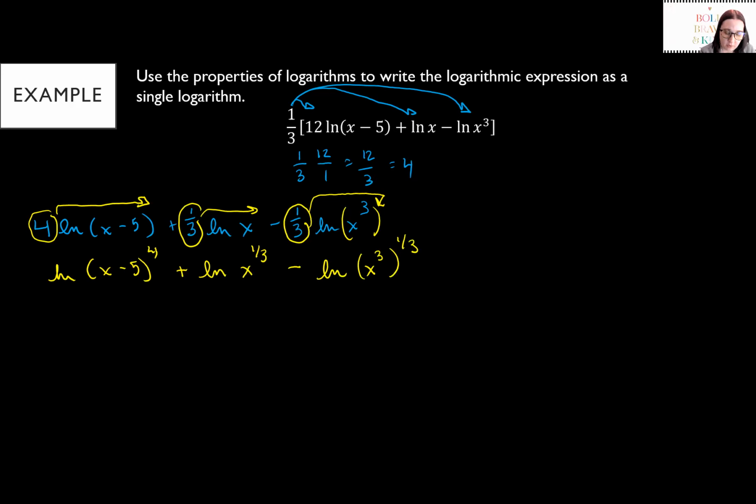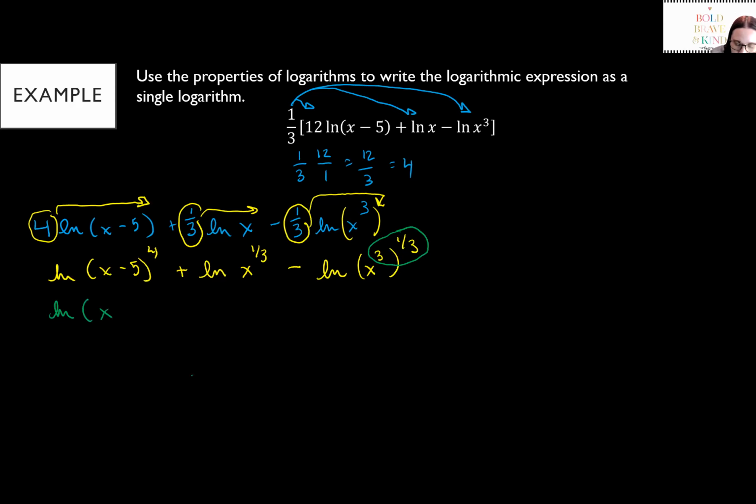And before we go any further, it makes sense to actually simplify that natural log of x cubed to the 1/3. So our rules of exponents say that you multiply your exponents together. So when we multiply 3 times 1/3, that is equal to 1. Those cancel out. So we can rewrite this.